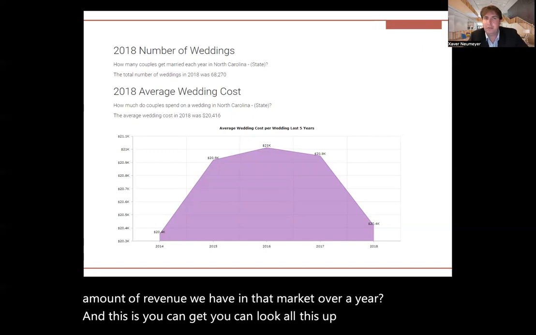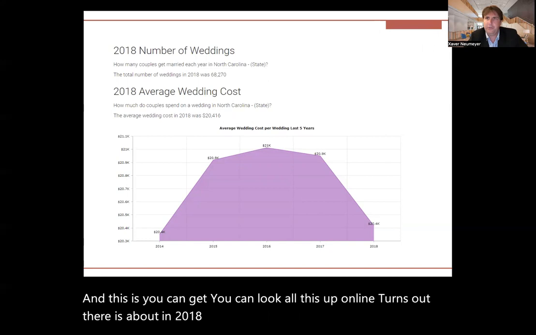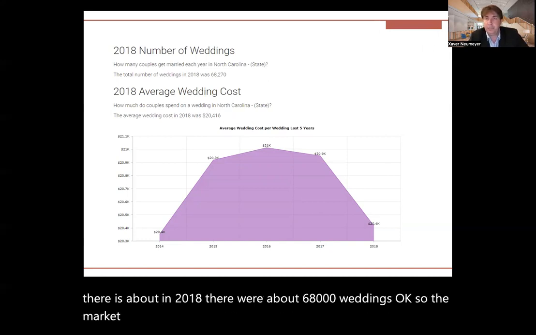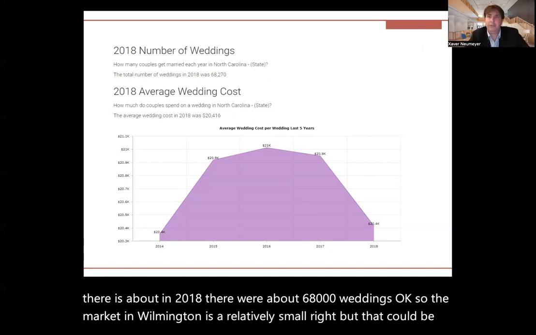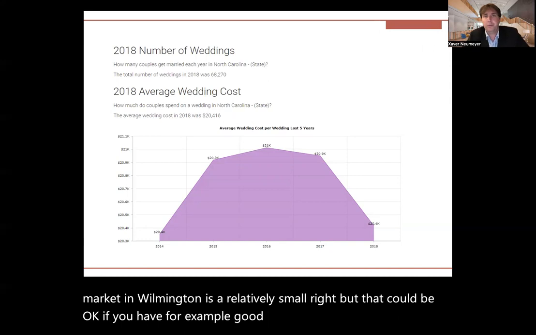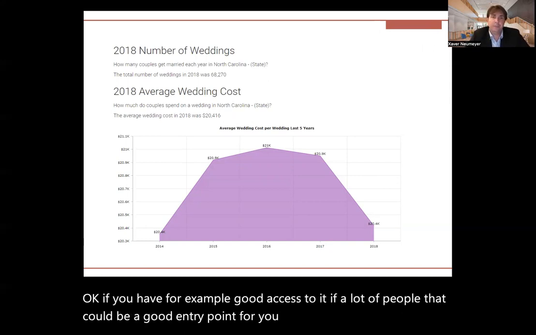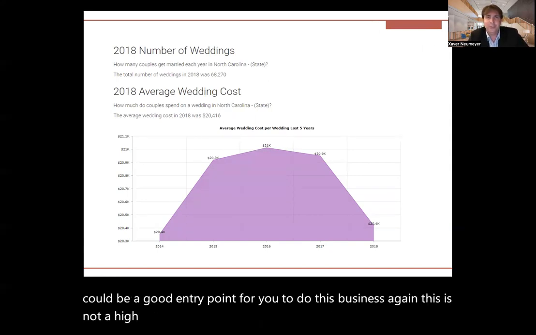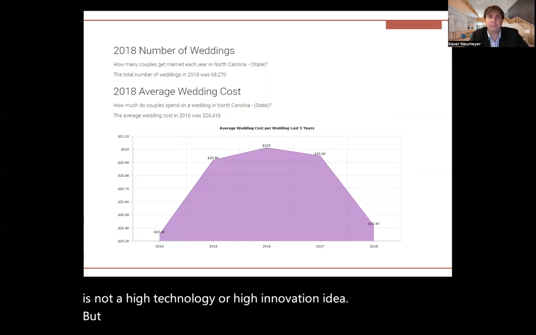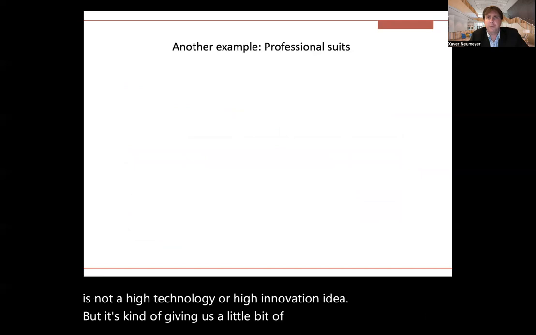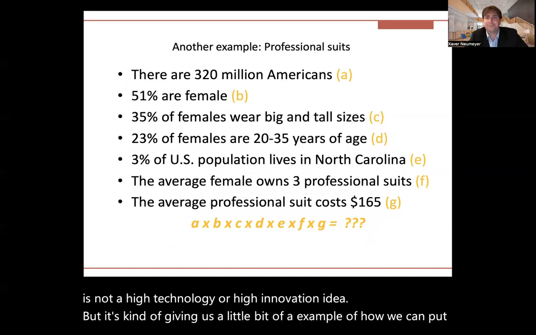Turns out in 2018, there were about 68,000 weddings. So the market in Wilmington is relatively small. But that could be okay if you have, for example, good access to it. If you know a lot of people, that could be a good entry point for you to do this business. Again, this is not a high technology or high innovation idea, but it gives us a little example of how we can put these things together.